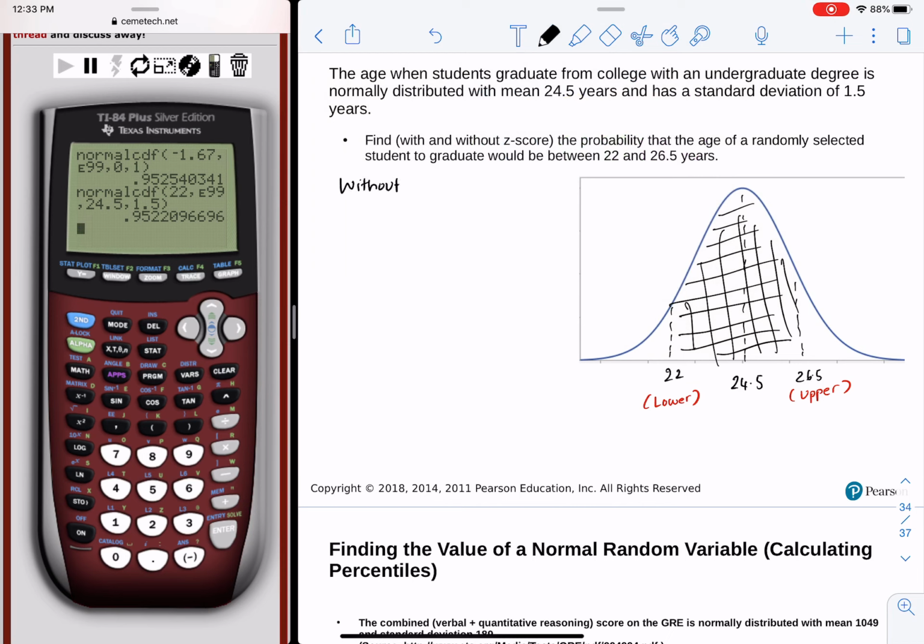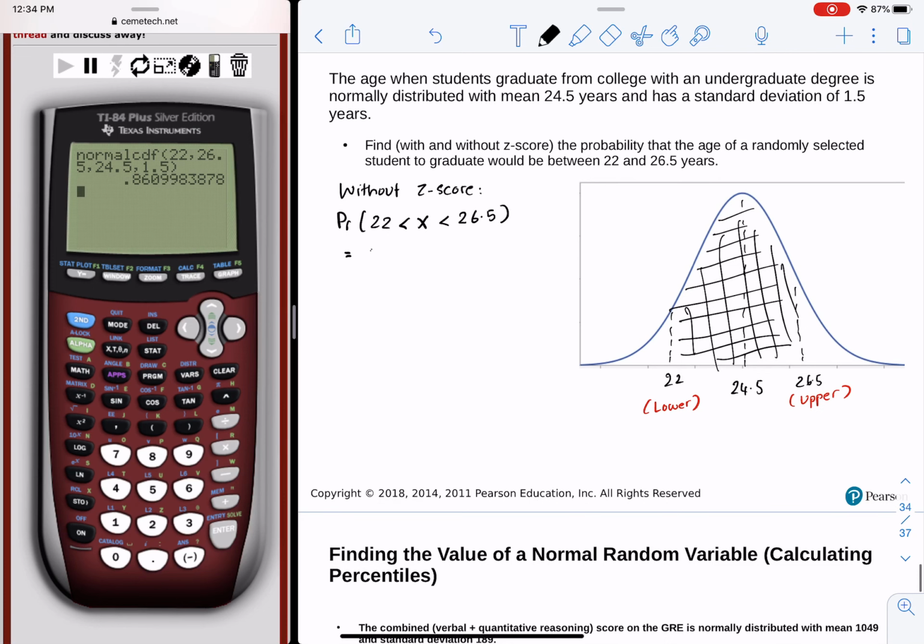And let's find it without the z-score. So what we're looking for is the probability that age x is between 22 and 26.5. So we could use second vars, number 2. We start at 22, we end at 26.5, the mean is 24.5, and the standard deviation is 1.5. And we get an answer of 0.8609.